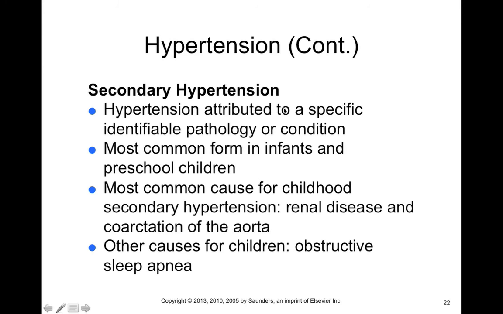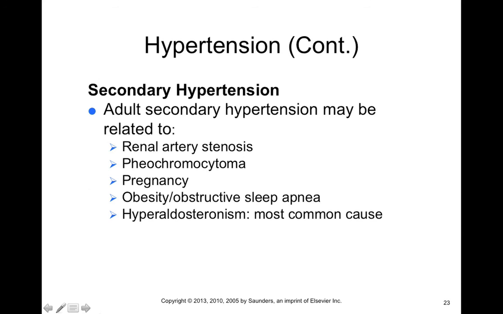Now, secondary hypertension is actually attributed to a specific identifiable pathology or condition. Now, this is the most common form in infants and preschool children. It's also the most common cause for childhood secondary hypertension. Would be things like renal disease and coarctation of the aorta, which is a congenital defect of the aorta. Other causes for children could be things like obstructive sleep apnea.